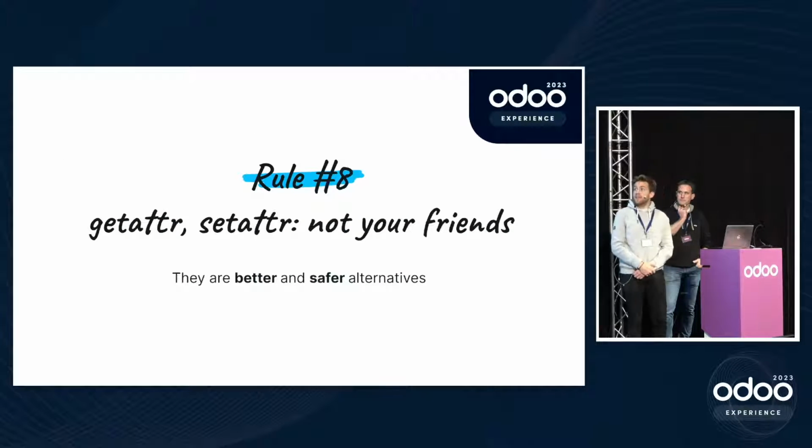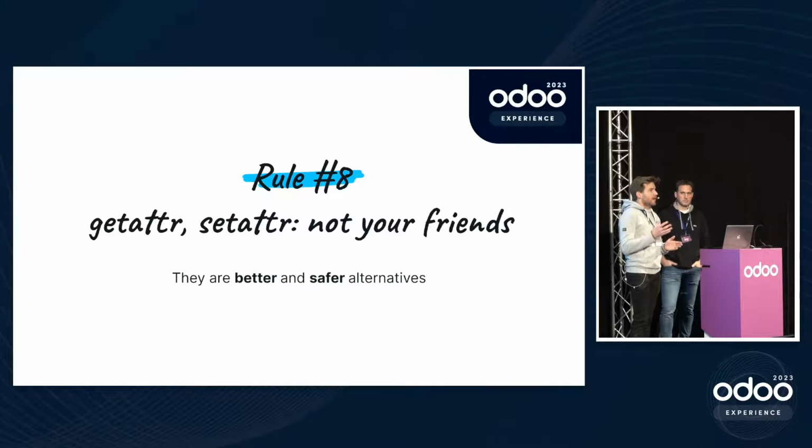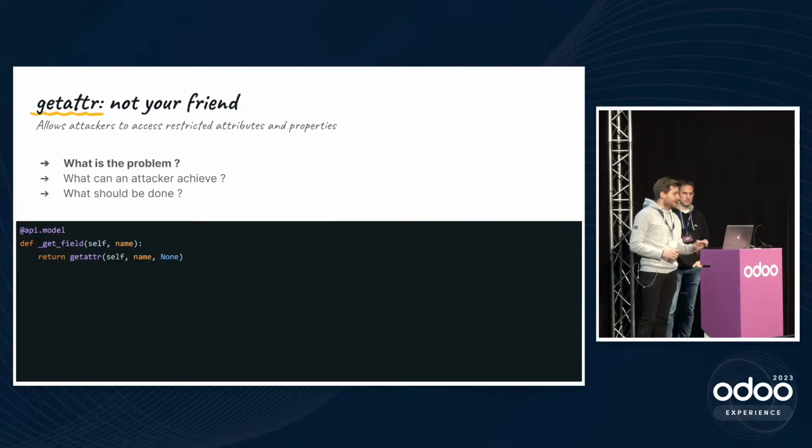The next rule, still when you have admin privileges to the database, is: getattr, setattr, not your friends. Those methods in Python are used to access attributes of objects, and most of the time you do not need them in the Python framework of Odoo. Most of the time when you want to access dynamically a field of a model, you just use brackets to access the field you want on the model.